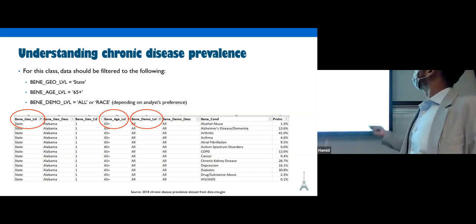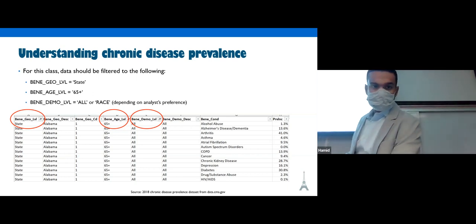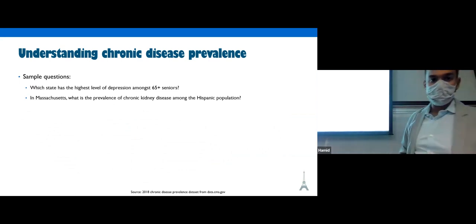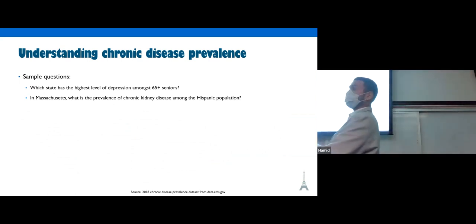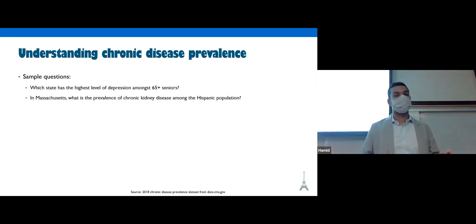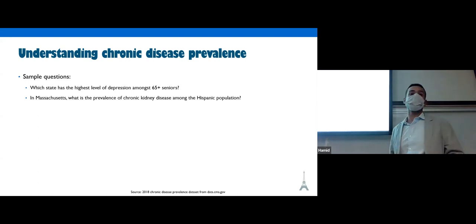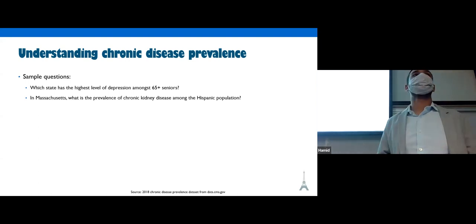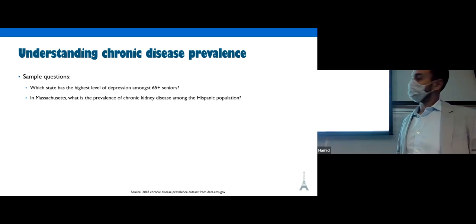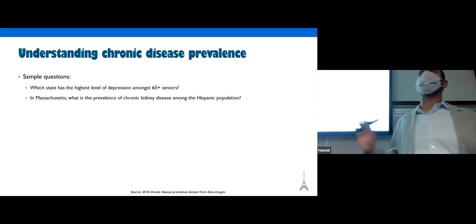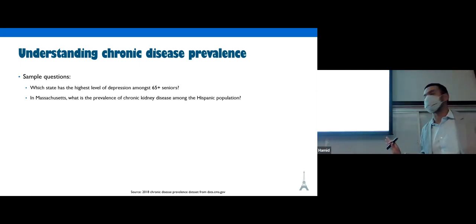Thank you. Let me go to the next question, which is in Massachusetts. This one is very state specific. In Massachusetts, what is the prevalence of chronic kidney disease amongst the Hispanic population? You're just playing with the filters, no thorough analysis. I'm not asking for any calculations or analysis or anything like that.